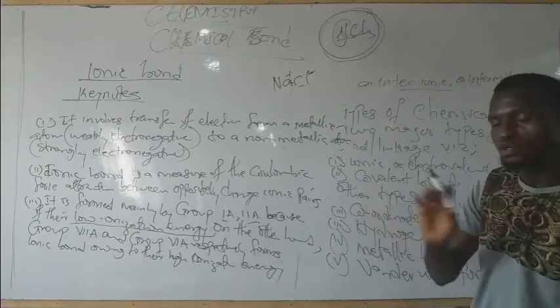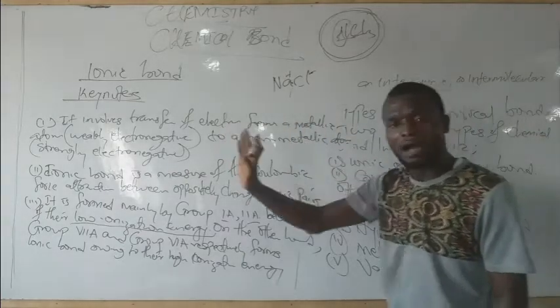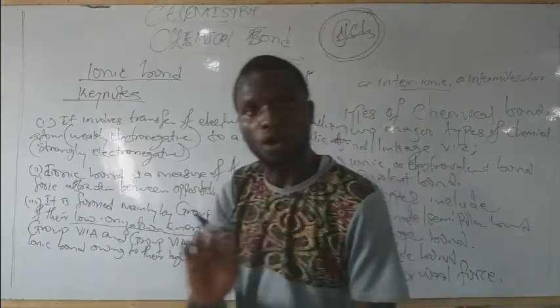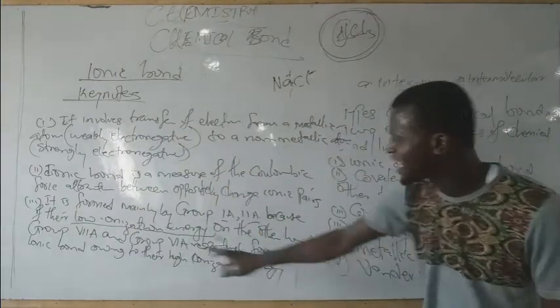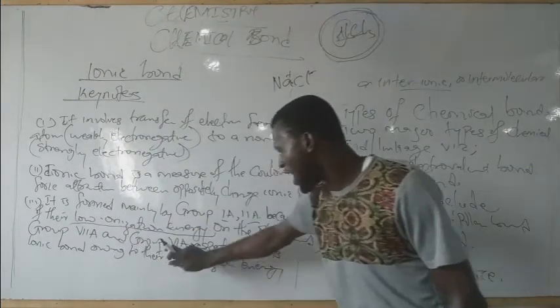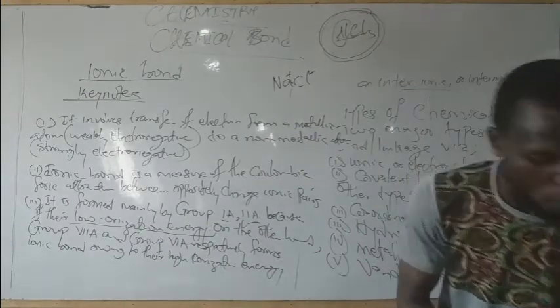So with this, note that the formula to identify ionic compounds is group 1, group 2 plus group 6 and group 5. As stated, group 7A and the group 6A. That's the formula to identify ionic compounds.